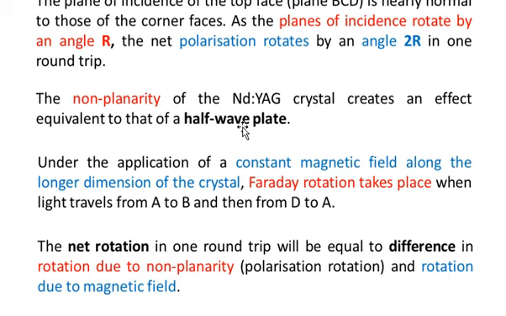And this rotation of the state of polarization is twice the angle which the input beam makes with the fast axis of the half wave plate crystal.